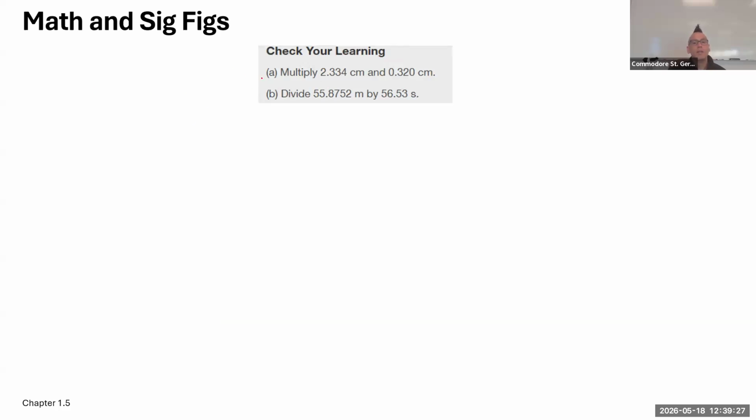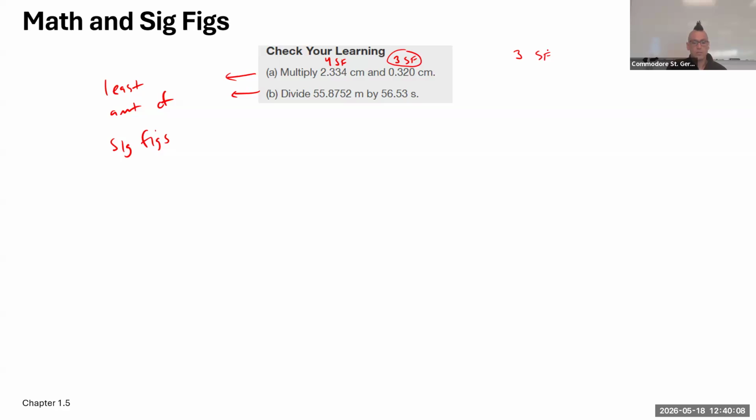Multiply. This is going to be least amount of sig figs in the problem, right? So let's figure this out. This is 4 sig figs. This is 3 sig figs. And remember, the 0 at the end of a number is only significant if there is a decimal in the number, and it's 0.320. So there is a decimal. So our answer is going to be 3 sig figs.